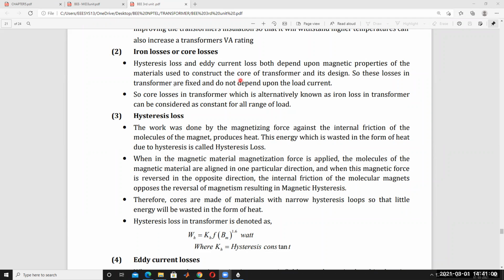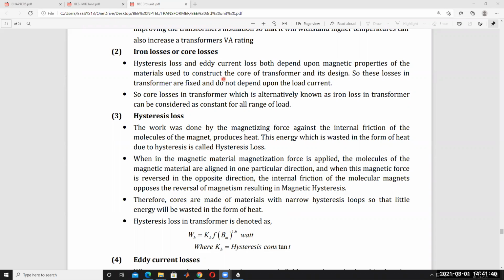These losses in transformers are fixed and do not depend upon the load current. Understood? These losses depend on the construction and properties of the magnetic material used to construct the core and its design. So that's why they do not depend on load current. Even though the load current is changing, decreasing and increasing, these iron losses are not changing. They depend on voltage only.